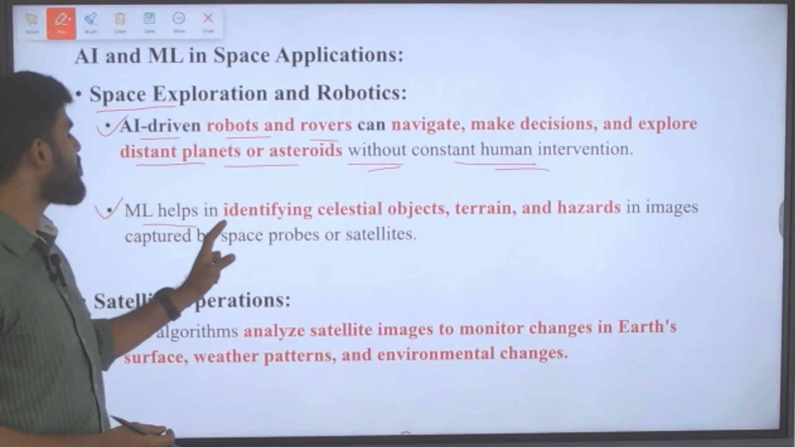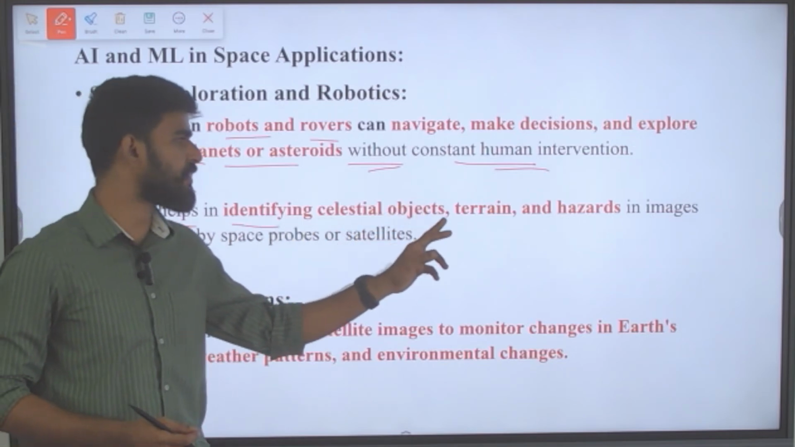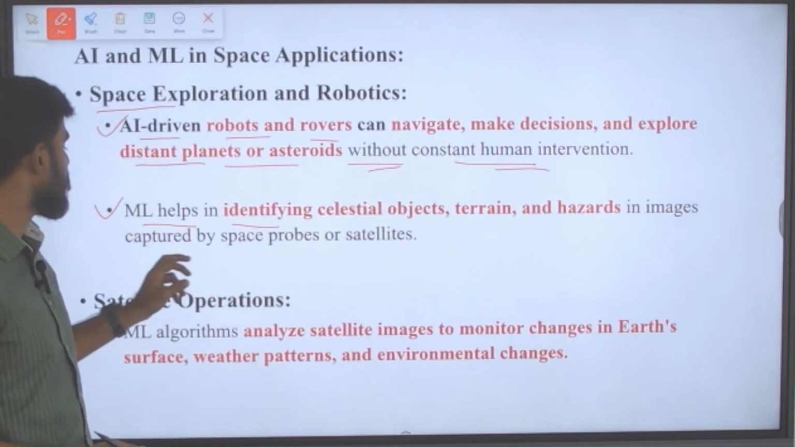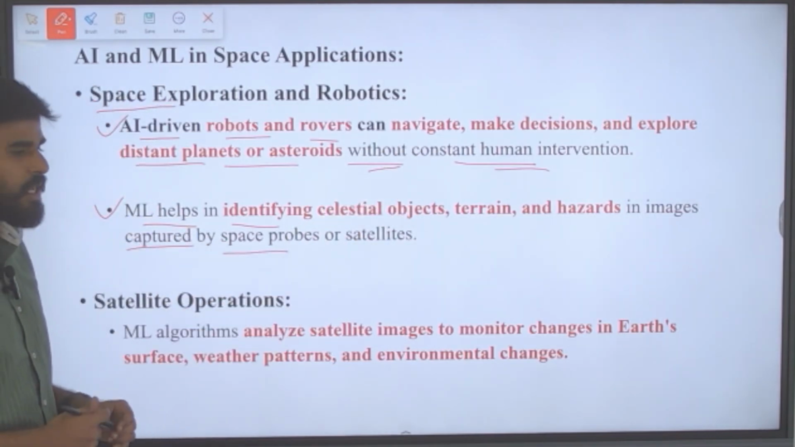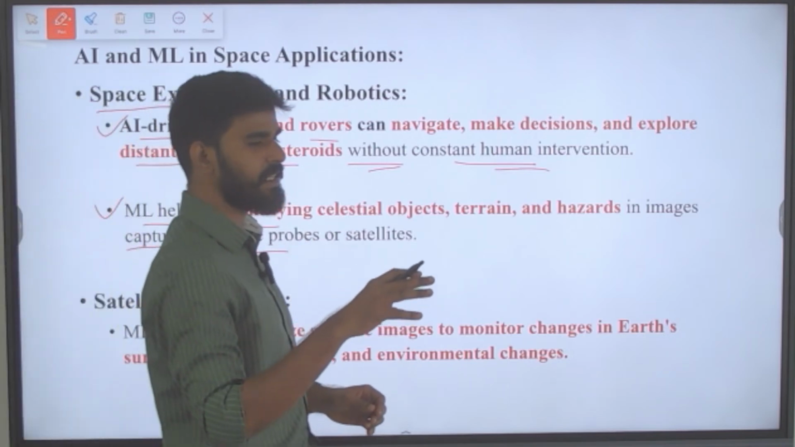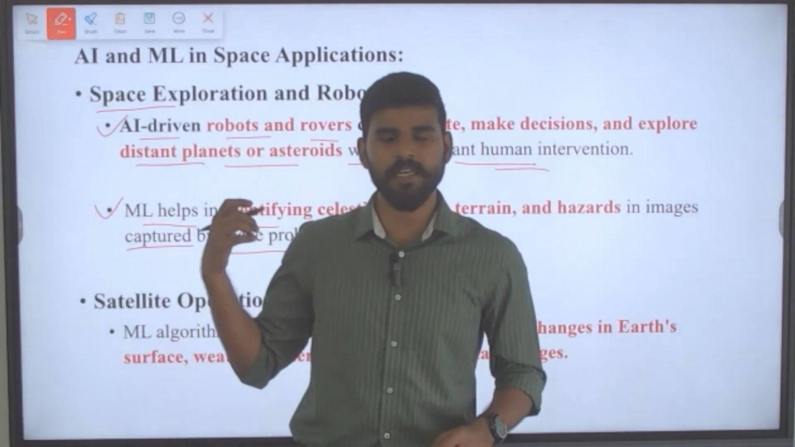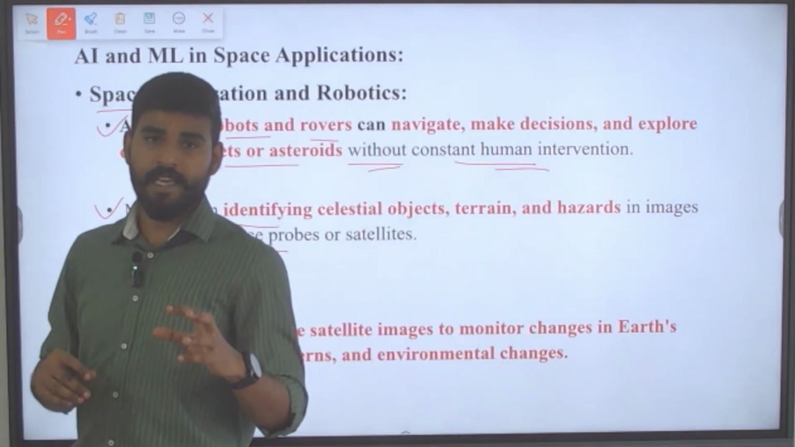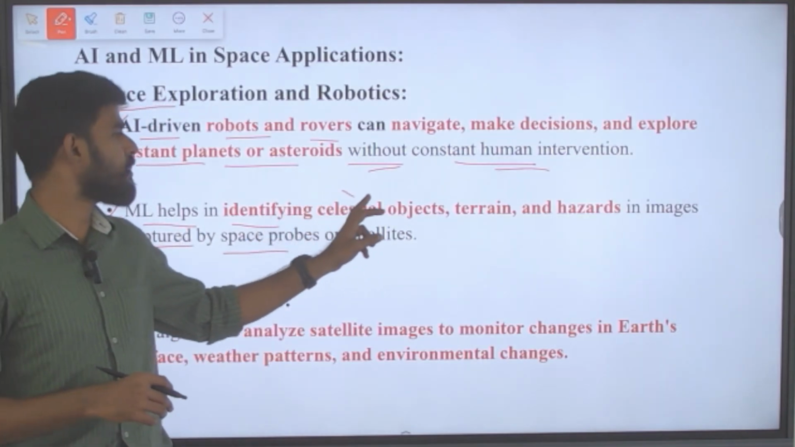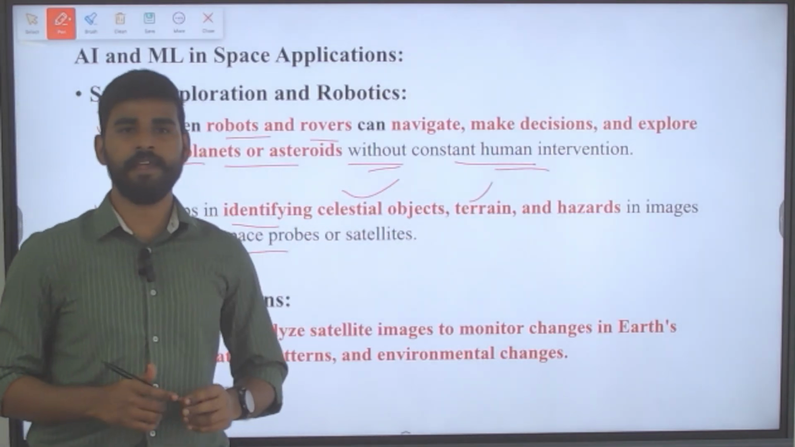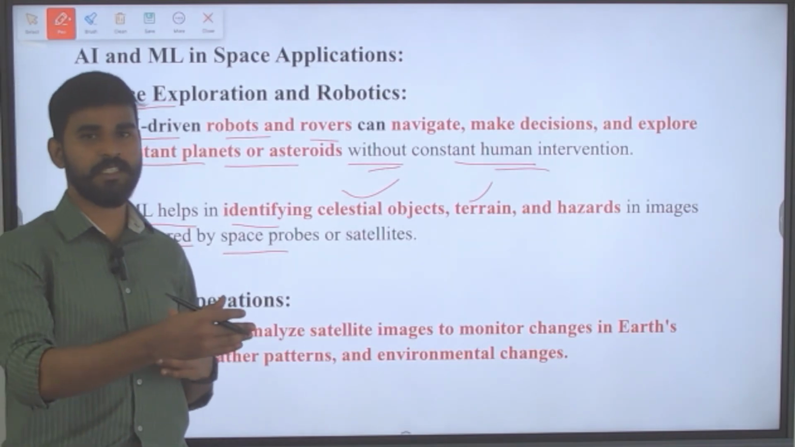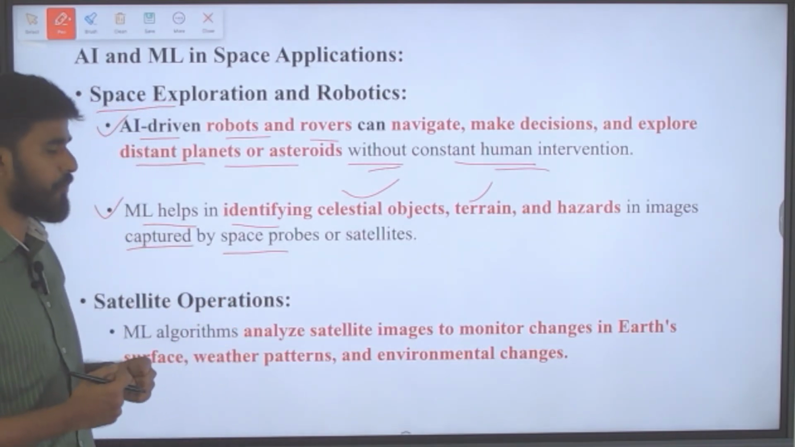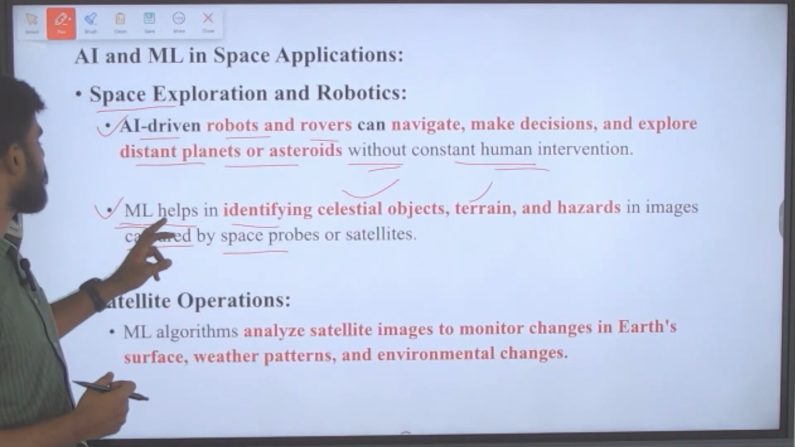Machine learning helps in identifying celestial objects, terrains, and hazards in images which are captured by space probes and satellites. When space probes and satellites take images, machine learning will analyze them and tell whether there are any hazards, how the celestial objects are present, and at which distance they are present. All these details can be understood clearly with the help of machine learning.